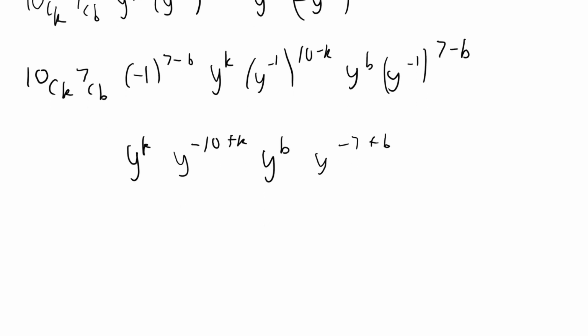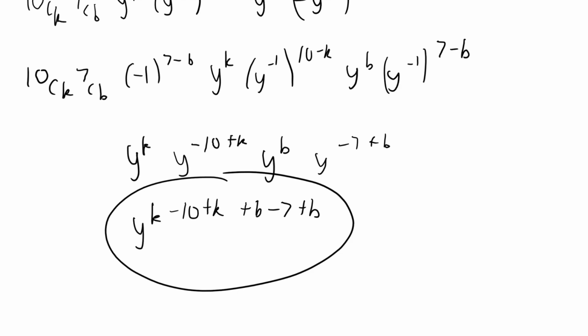Okay, now what we're going to do is combine like terms, and remember your degree rules, where you multiply two numbers together you have to add them. Okay, so what we're going to do is y to the k minus 10 plus k plus b minus 7 plus b.